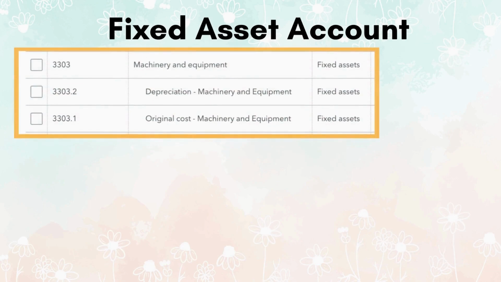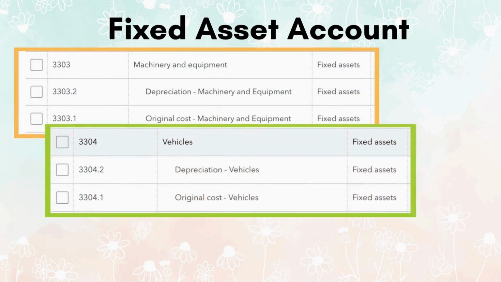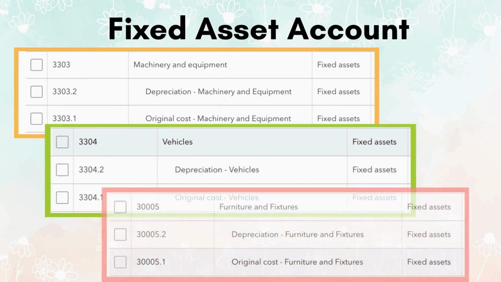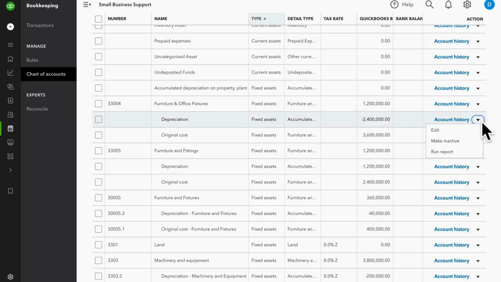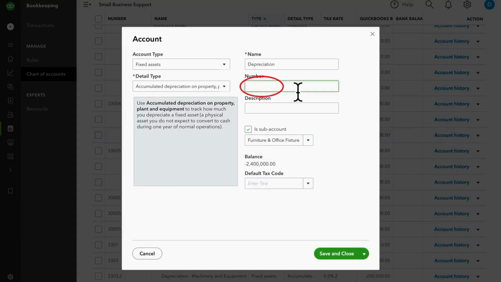Now, let's rename the 2 accounts created automatically by QuickBooks when we created a fixed asset account so we can easily identify them. As before, select Edit here and rename each account, one for depreciation and the other for storing the original cost at which the asset was purchased.